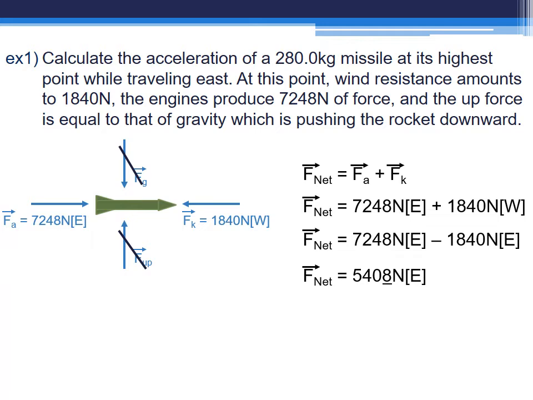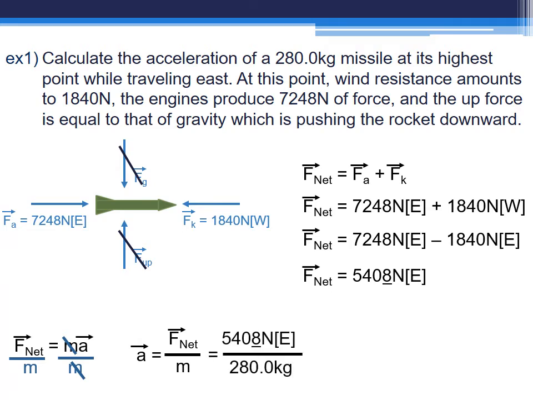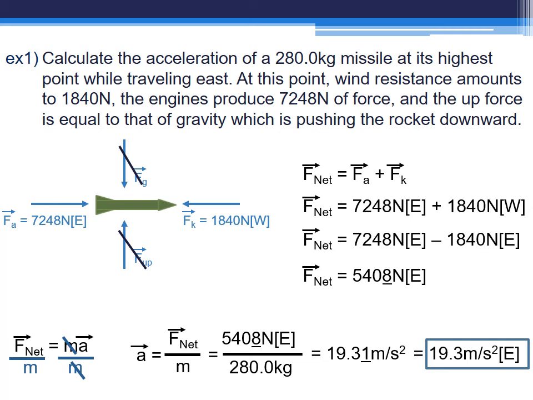I'm looking for acceleration. I now know F net. I also was given mass in the question, so I'm going to use F net equals mass times acceleration. To solve for acceleration, I will divide both sides by m. The m's on the right-hand side factor out. Acceleration is equal to F net divided by m. I will substitute my numbers in. I get an answer of 19.31 meters per second squared. So my final answer is 19.3 meters per second squared east.